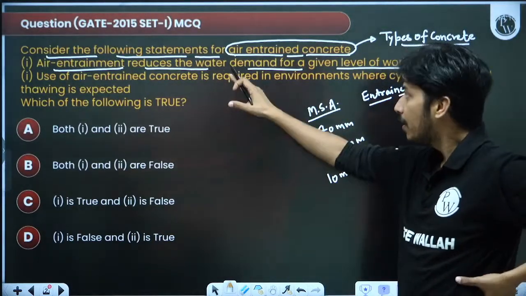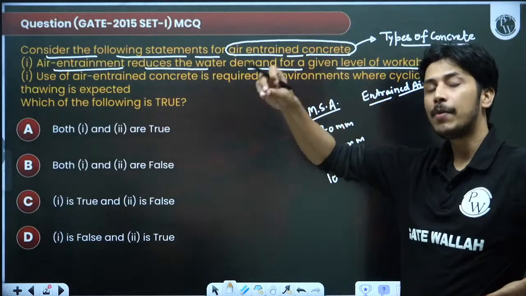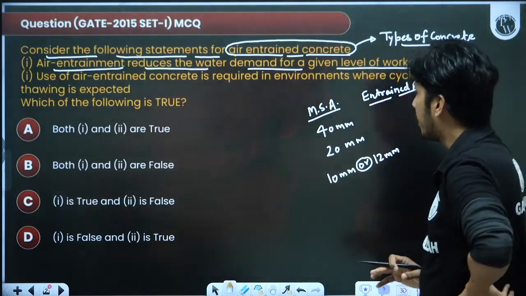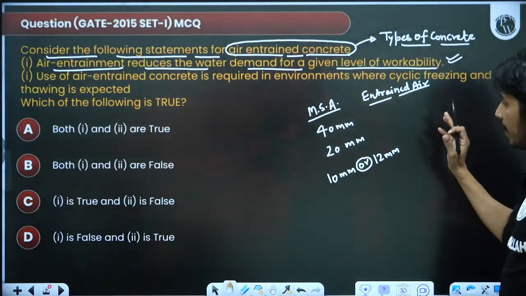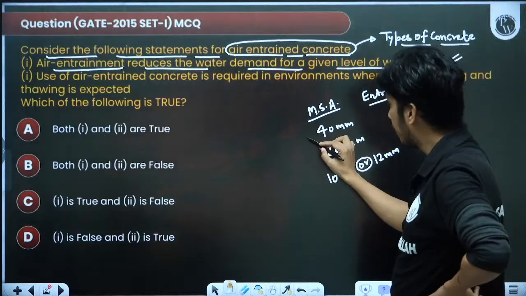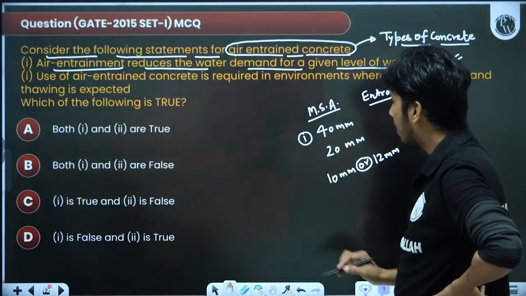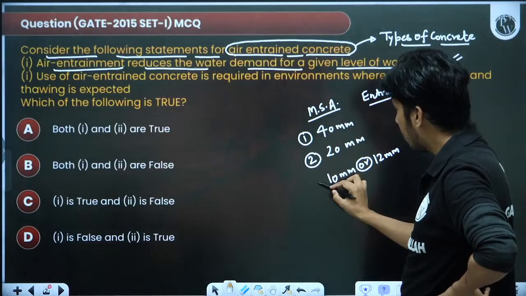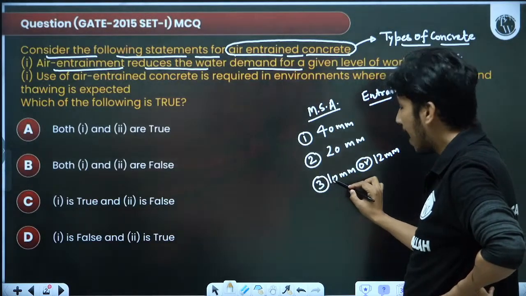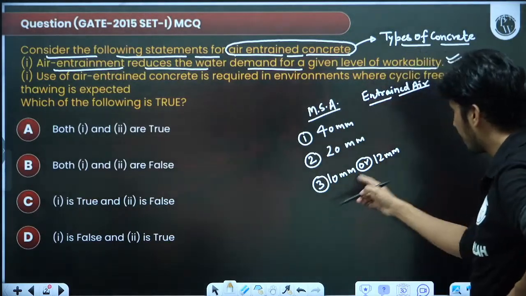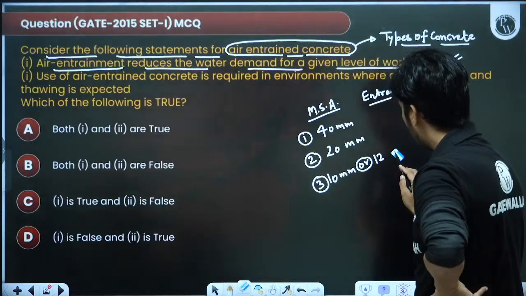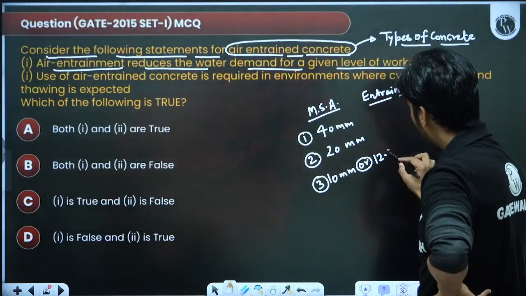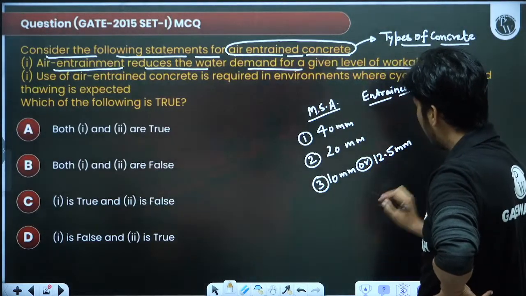They have asked about air entrained concrete; they will ask what the air entrainment is for this much amount of aggregate. So tell me, what is the amount of air entrainment for 40 mm? Quickly tell me. What is the amount of entrainment for 20 mm? What is the amount of entrainment for 10 mm? I will tell you a very interesting thing here. For 10 mm and 12.5 mm, not 12, I will tell you a very interesting thing.